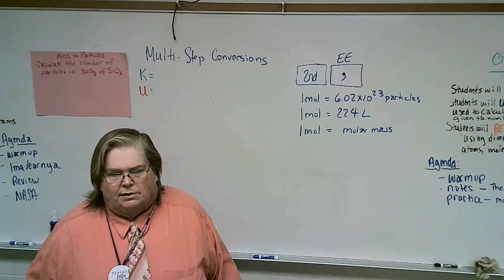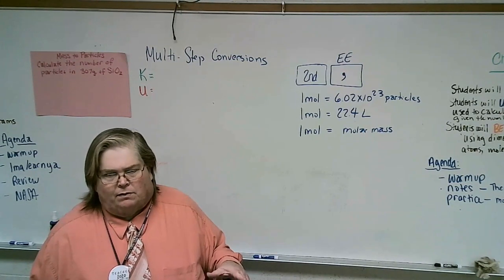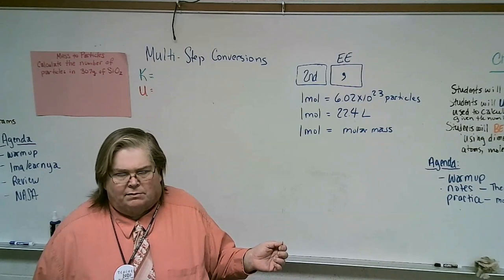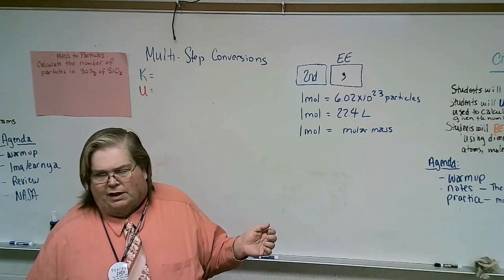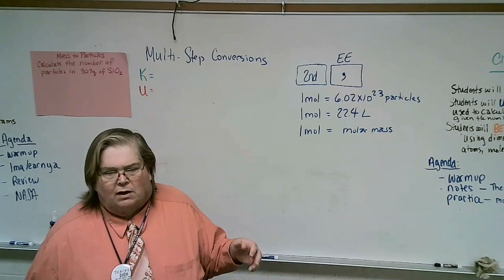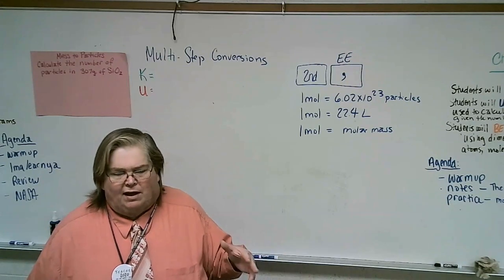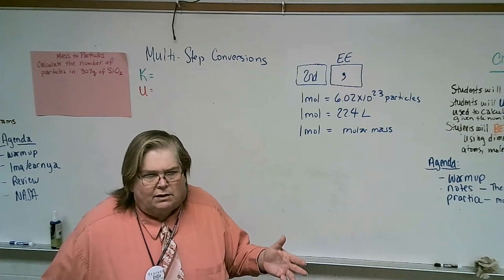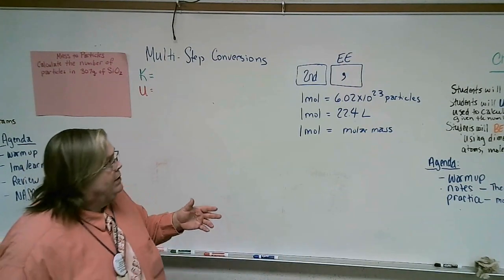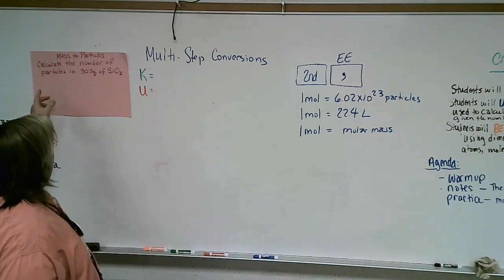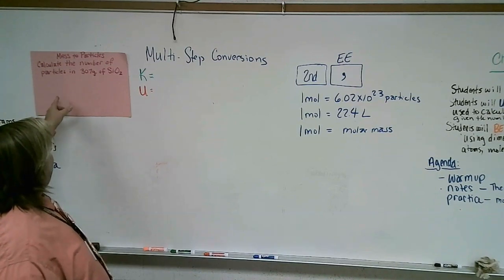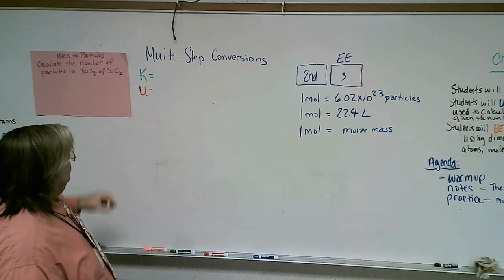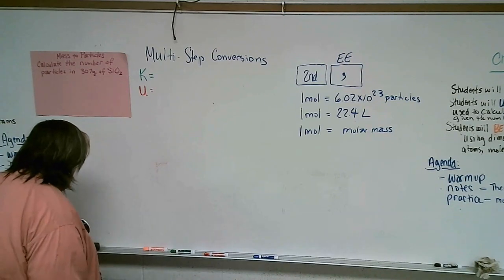So, this episode, we are going to keep talking about mass particle conversions. And as you know, we have talked about this before and the things that we need to do. When we have more than one step, we need to follow the logic. So, let's take a look at our problem. Our problem is calculate the number of particles in 307 grams of silicon dioxide.